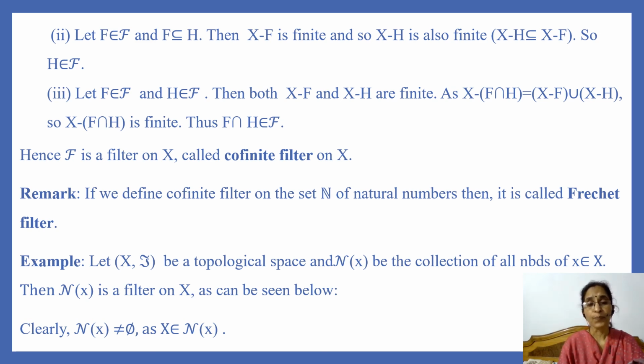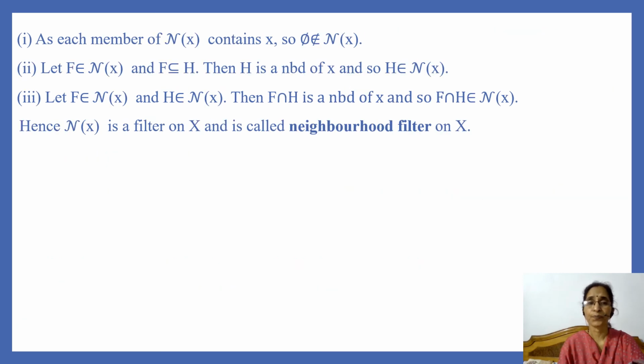As we can see, clearly this collection is non-empty because at least the set X is a neighborhood of x. So X always belongs to N of x, and we can say that this is a non-empty collection of subsets of X. Now we check the first axiom. As each member of N of x contains x, no member of N of x is empty, and we can say that phi doesn't belong to N of x.